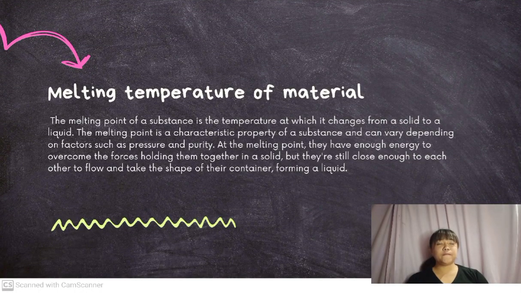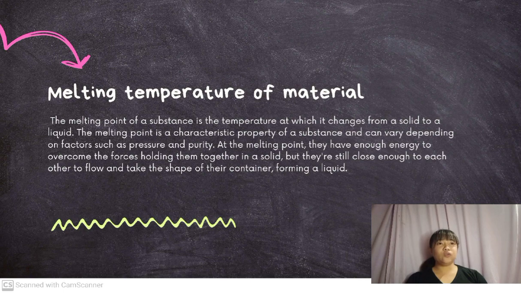Next is the melting temperature of material. The melting point of a substance is the temperature at which it changes from a solid to a liquid. The melting point is a characteristic property of a substance and can vary depending on factors such as pressure and purity. At the melting point, they have enough energy to overcome the forces holding them together in a solid, but they're still close enough to each other to flow and take the shape of their container, forming a liquid.